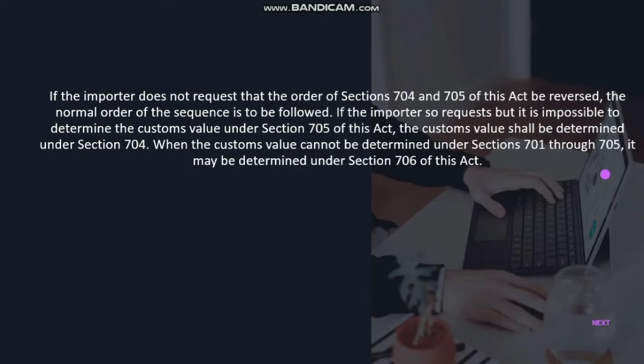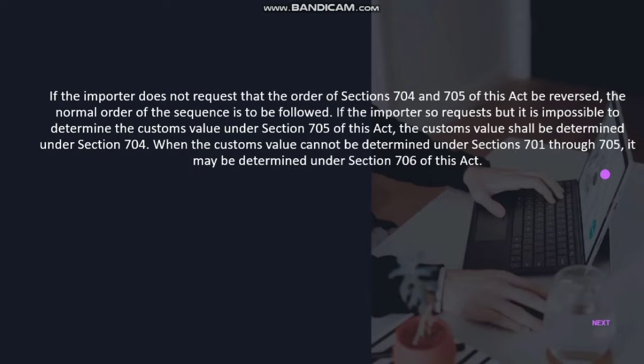It goes the same for different cargoes or imported goods. If it cannot be determined under Section 701, then the dutiable value or the customs value is forwarded to the next in sequence, Section 702. If still not, then so on and so forth until they reach 706.